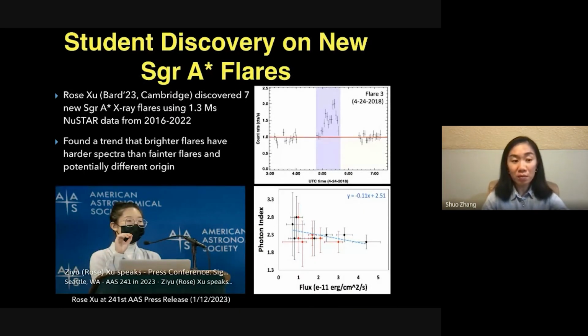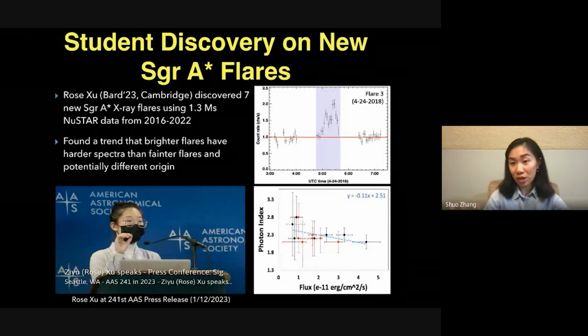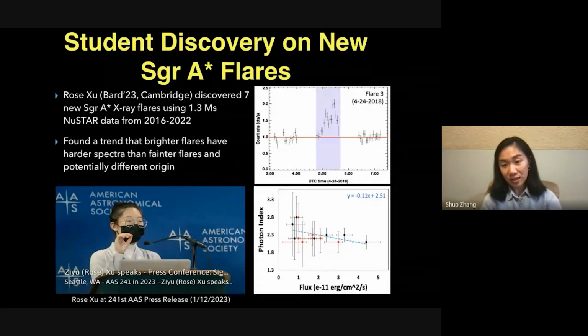Now, let me show you some of the most recent results on Sagittarius star flares obtained by a student in my group. Rose Xu just graduated from Bard College 2 months ago, and she's going to the University of Cambridge to continue her graduate study this fall. For her senior thesis as an undergrad, she studied the NuSTAR X-ray data, obtained by the X-ray telescope called NuSTAR from 2016 to 2022, and she was able to discover 7 new Sagittarius star X-ray flares.